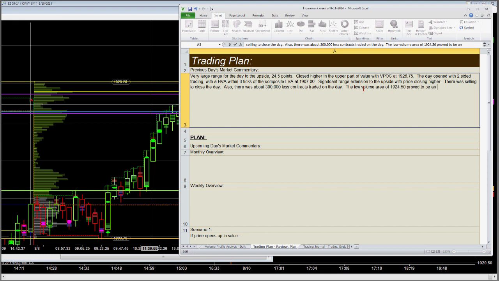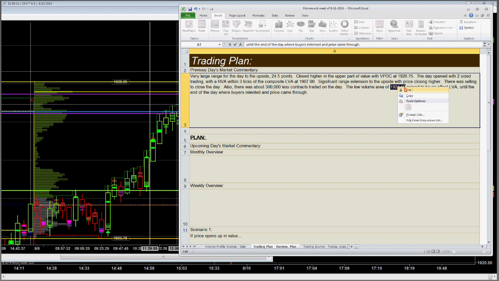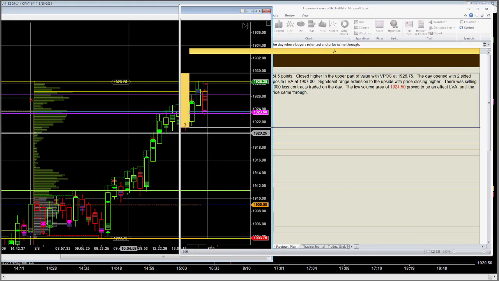proved to be an effective low volume area until the end of the day, where buyers relented and price came through. That's important for me because remember, that's the last sentiment of the RTH session on Friday. Some of it may have to do with the end of the week, et cetera, but I need to mark it. So 2450 did prove to be a decent LVA for the market, and I want to pay attention to that.